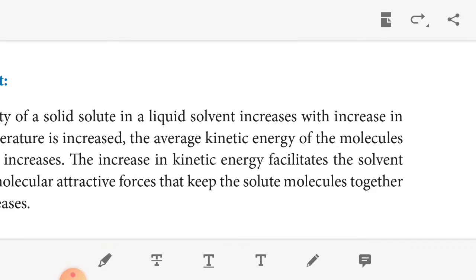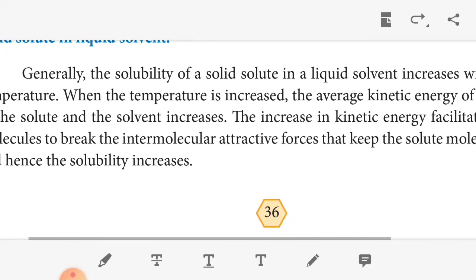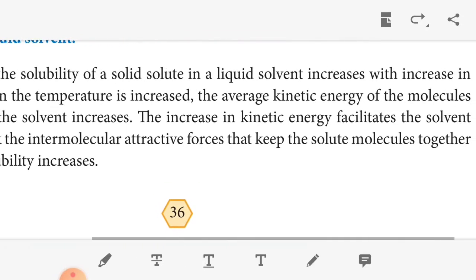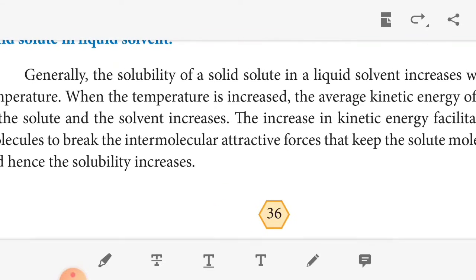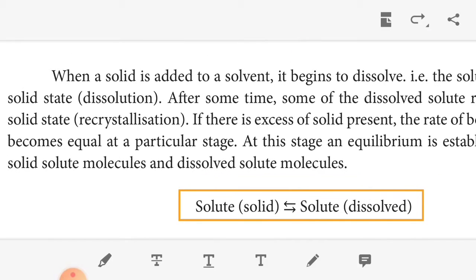That means when the temperature increases, the kinetic energy of the molecules, what happens to it? They can move fast. So the average kinetic energy of the solute and solvent molecules increases. With the increase in kinetic energy, the solvent molecules can break the intermolecular attractive forces. When the intermolecular attractive forces that hold the solid molecules together break, the solubility increases.